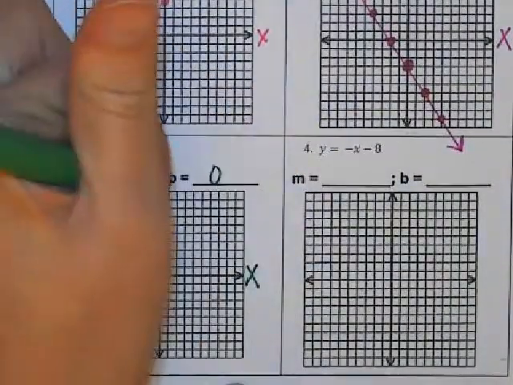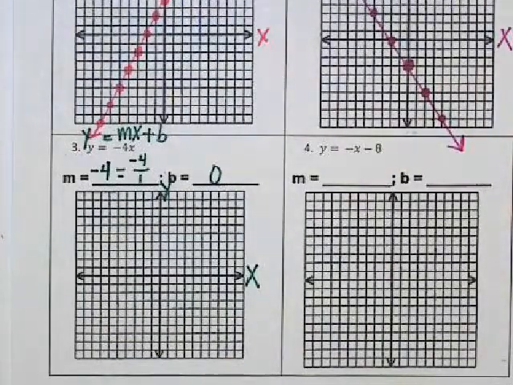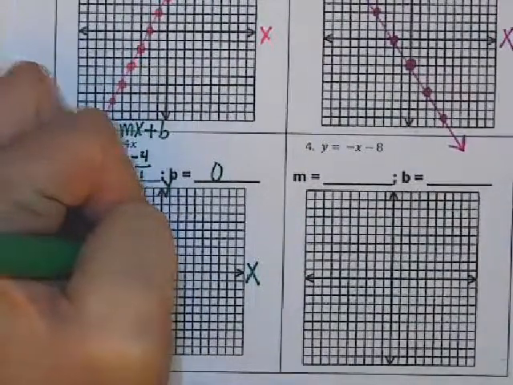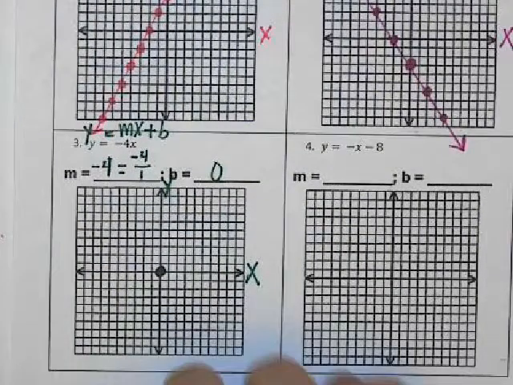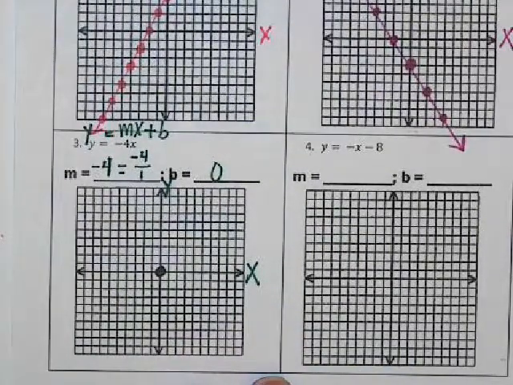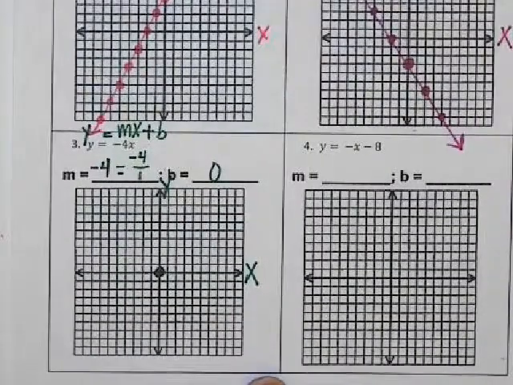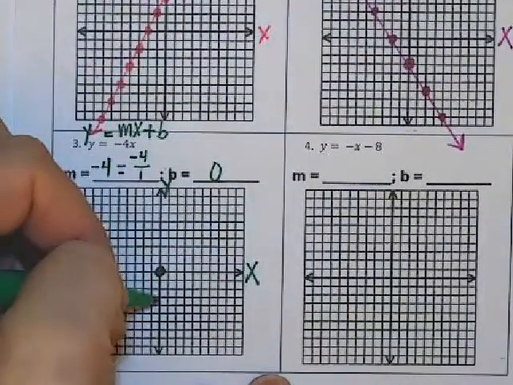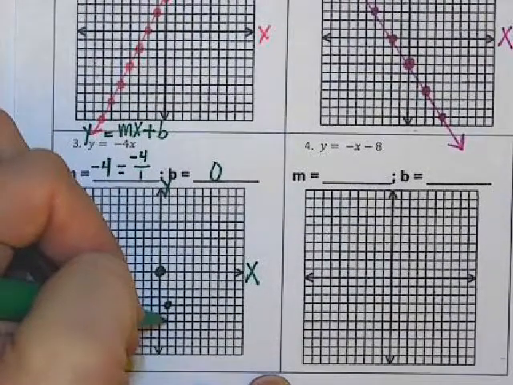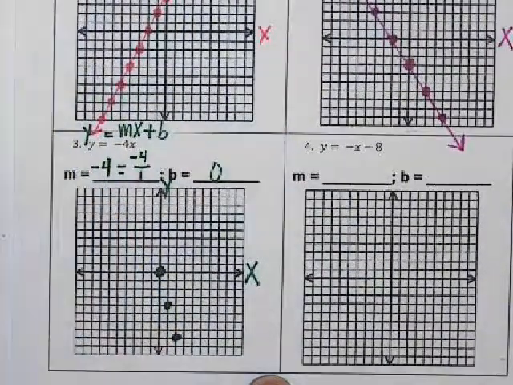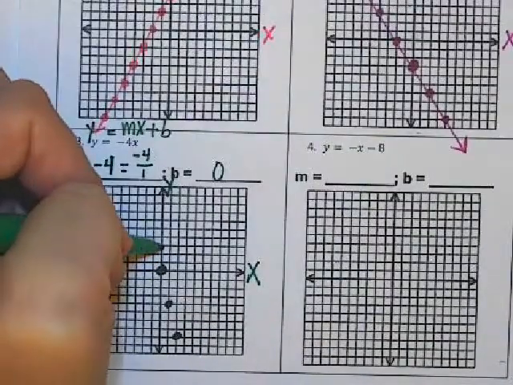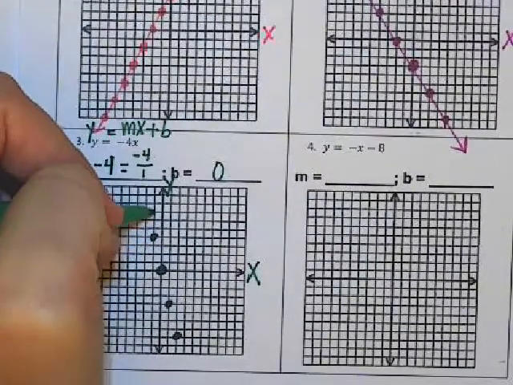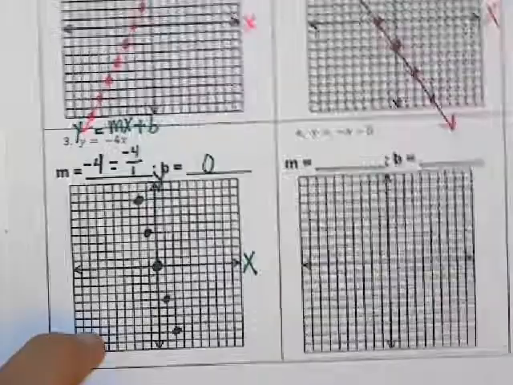Label your axis. My y-intercept is 0, so where am I going to put the dot? At the origin, because that's where it crosses. Is the slope positive or negative? Negative. So am I going to go up or down? Down how many? 4. To the right how many? 1. Good. When you can't go any further, go the opposite, and draw your line.